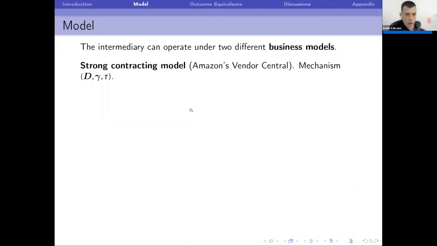Guy, quick question. Are you assuming throughout that there is full commitment? So Amazon can commit to a mechanism, and is this reasonable for all sellers operating through Amazon? This is a question from Luis. Okay. Yeah.